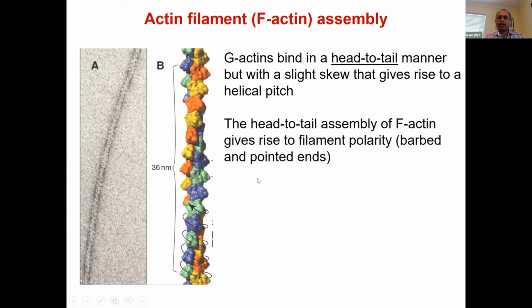Now, the way they bind, it turns out, is with a slight skew, so that gives rise to a helical pitch, and we won't have time to talk about the kinds of helical pitches found in the actin filament, not important for today's purposes. Here, mainly, I want to emphasize that the head-to-tail assembly of the actin filament gives rise to a polarity for the overall filament, so that all of the G-actin subunits bind such that their ATP binding site is facing the same way. That ends up being the pointed end, and the other end is the barbed end. So there is a polarity to the actin filament.